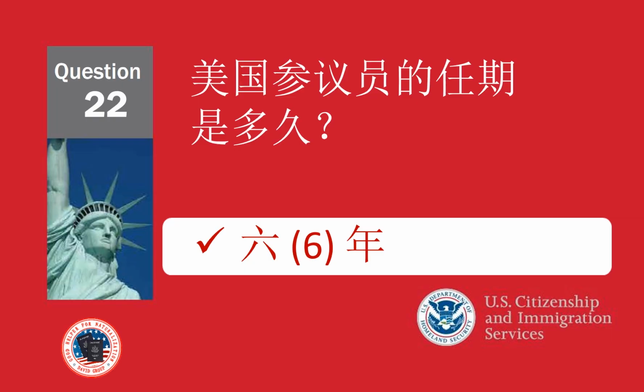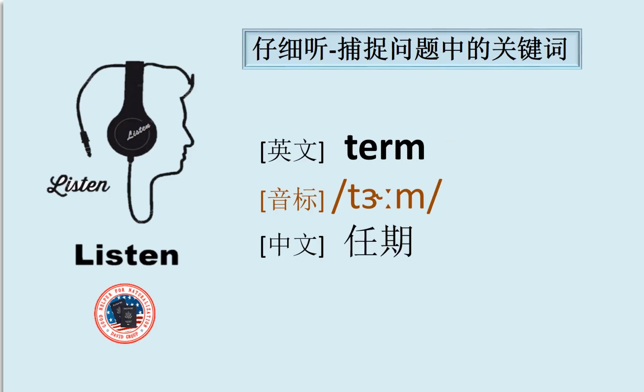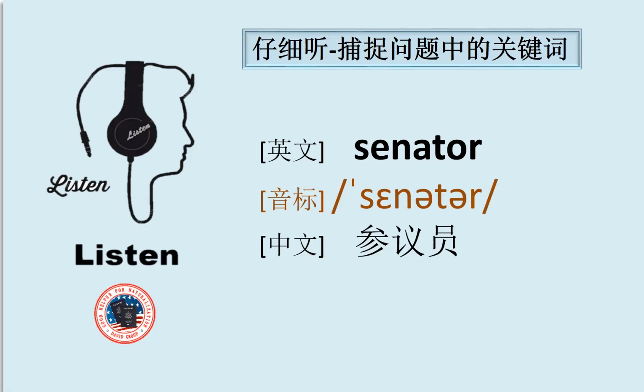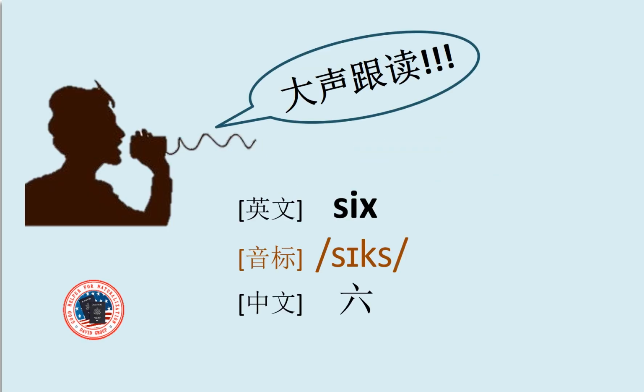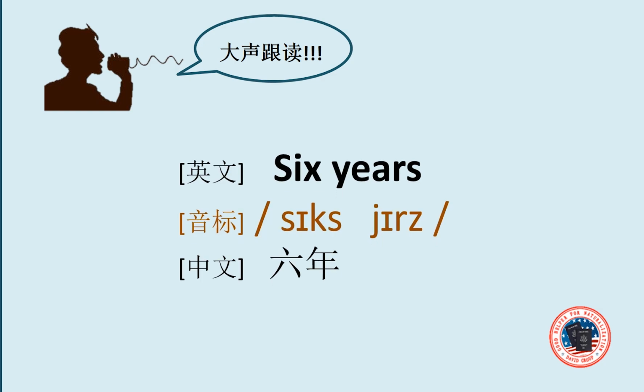美国参议员的任期是多久？6年。How long? Term. Senator. 6. Years. 6 years.